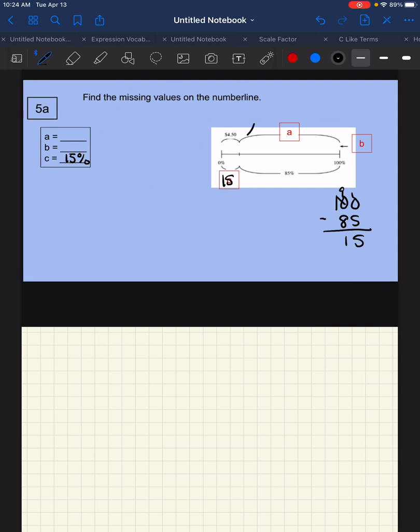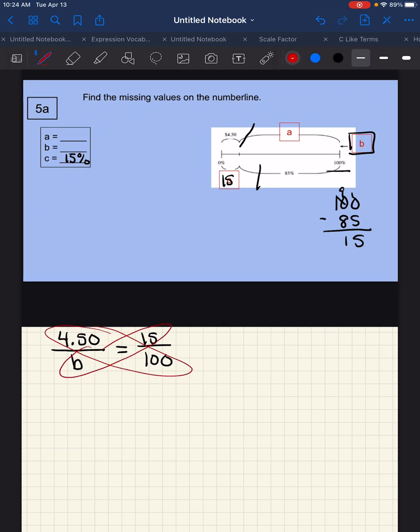So I have a fraction with a missing number, and a fraction with both numbers. So I'm going to set up that proportion, $4.50 over that missing total, which is B. Doesn't matter what letter I use. That is equal to the other fraction on the bottom, 15 over, I know that total is 100. Now I'm going to cross multiply to set up that equation.